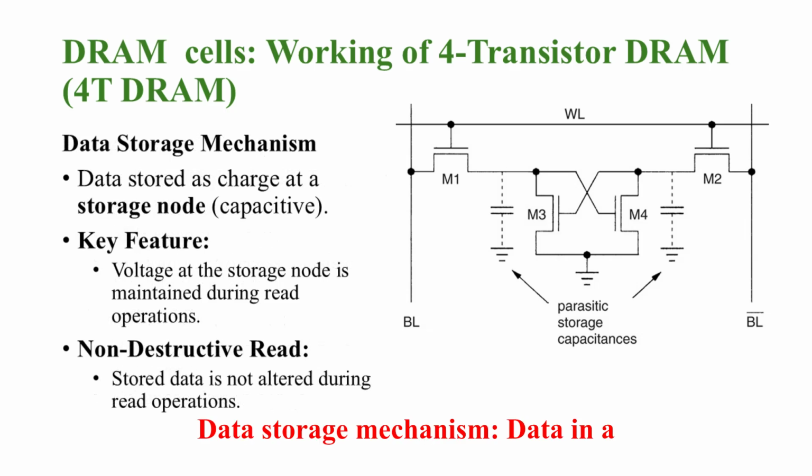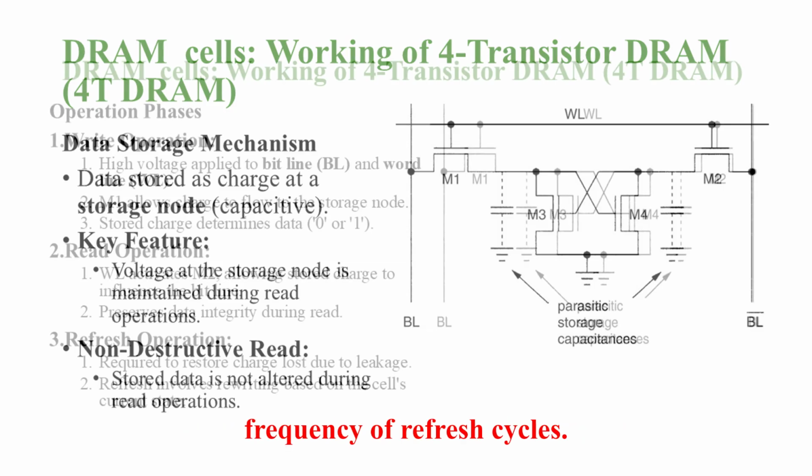Data storage mechanism. Data in a 4T DRAM cell is stored as charge at a storage node, typically represented by the capacitance of the transistors. Unlike traditional 1T1C DRAM, where reads are destructive, the voltage at the storage node in 4T DRAM remains intact during reads. This key feature allows for non-destructive read operations, significantly reducing the frequency of refresh cycles.